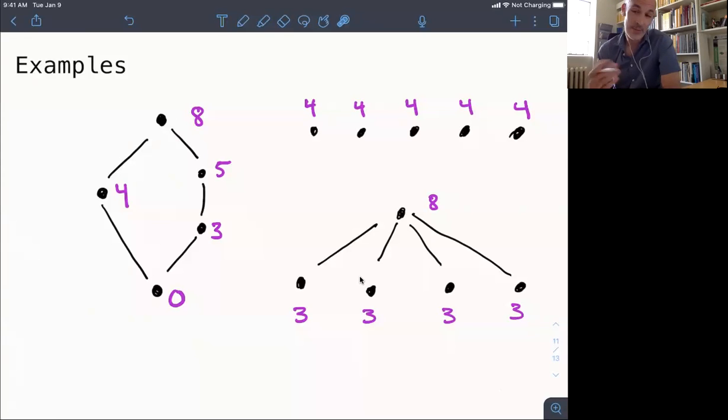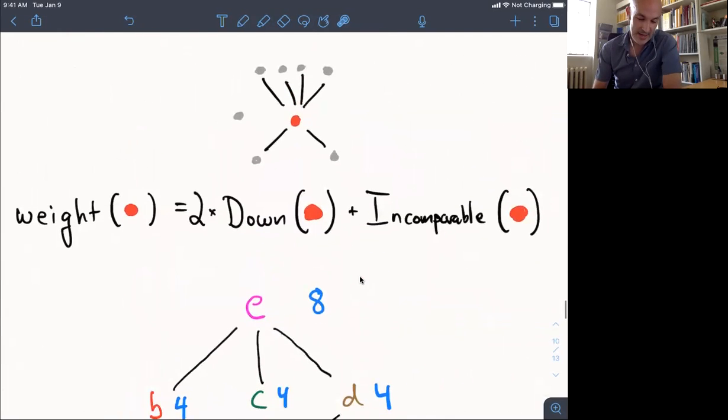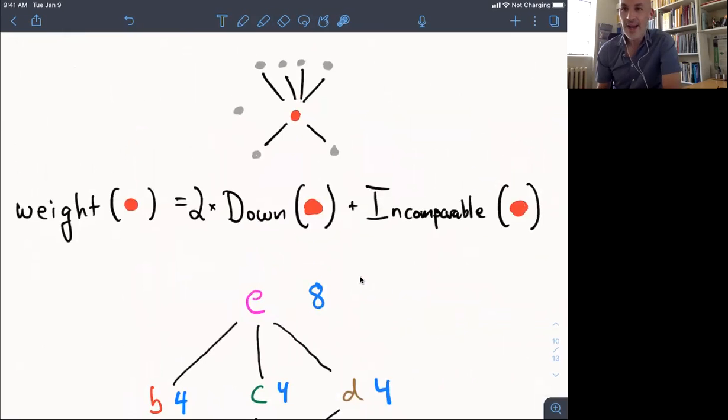And I'm going to scroll back up. So apologies if I'm going too quickly. Why not 3 times the down set plus the incomparable set? Why not pi times the down set plus e times the incomparable set? Why not? Right. So what about that? There's something about being ranked below, which is counting twice as much as being incomparable.